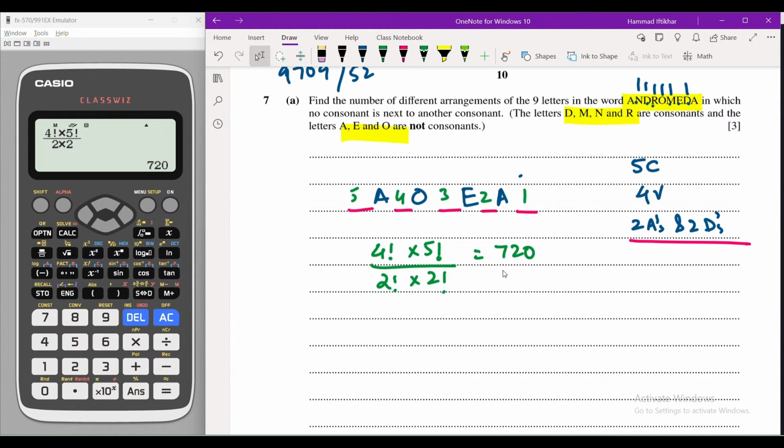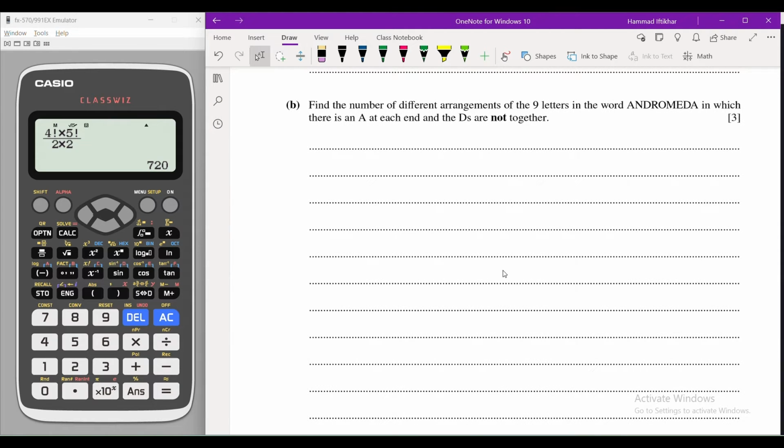Okay, all right, moving on. Find the number of different arrangements of 9 letters in the word Andromeda in which there is an A at each end and D's are not together. So when A's are at the ends, we have the rest 7 places left to fill. So 1, 2, 3, 4, 5, 6, 7.